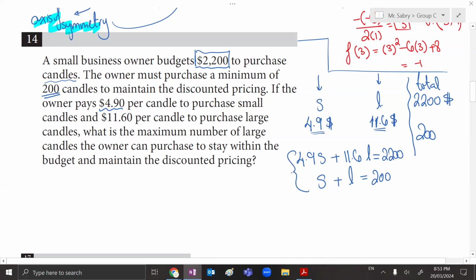Now you'll use those two equations and go to your calculator and use mode 5.1. This is what we call a system of equations. On the system of equations on your calculators, you'll write only the coefficients: 4.9, 11.6, 2200, 1, 1, 200. It would get you the values of x and y, representing S and L. So it would get you the first letter and then the next letter. Because they're asking what is the maximum number of large candles, I'll only pick this value of L, but not the value of S.